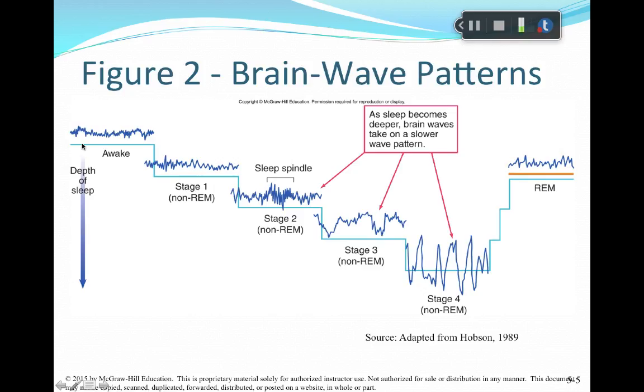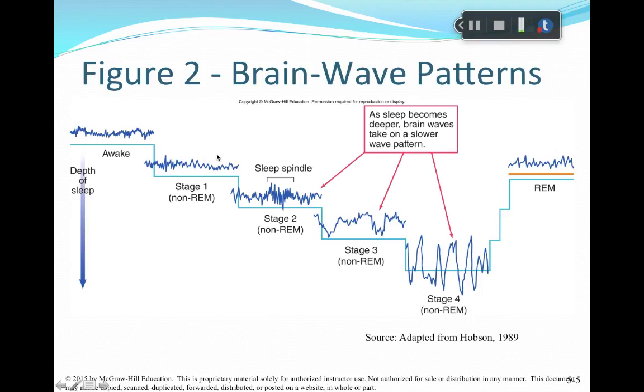So, just looking at this cartoon, I think it's important to note how it's labeled. The more that we move down the page, the deeper we are in sleep. Okay? There are 4 stages. Stage 1, stage 2, stage 3, and stage 4. Also, as it's pointed out by this diagram, as the sleep becomes deeper, the brain waves become slower and slower.